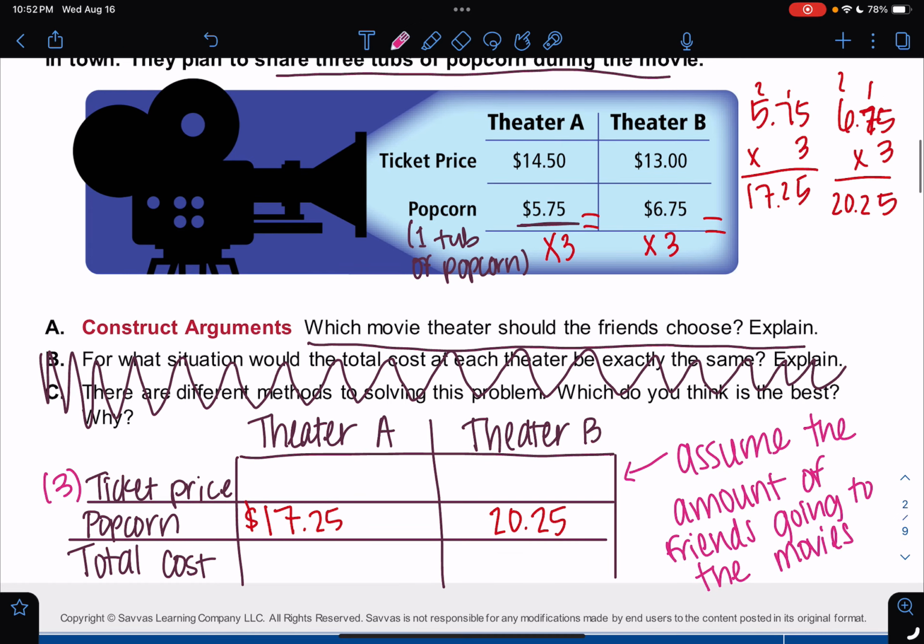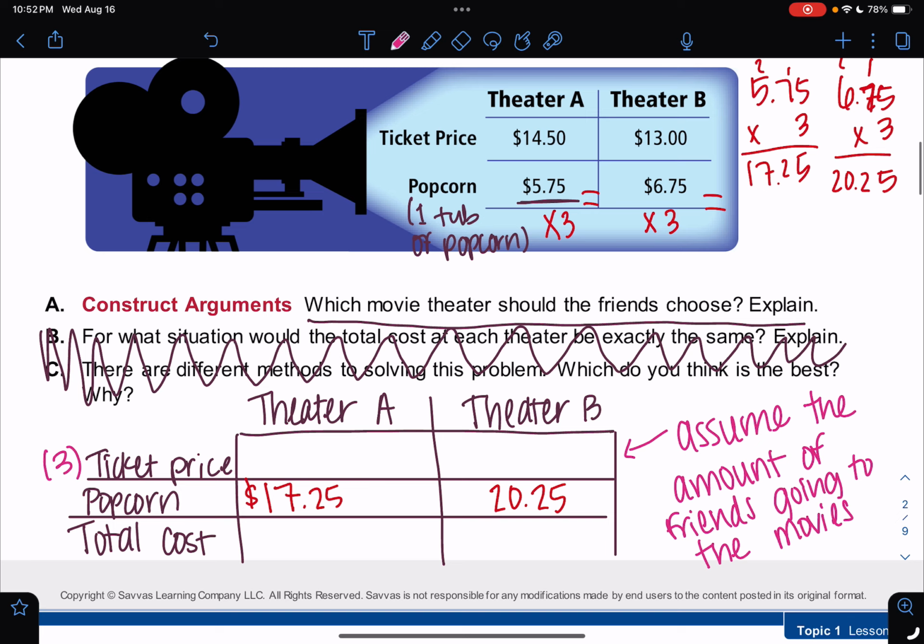If that's the case, I'm going to do the same thing I did before. I'm going to multiply the ticket prices by 3 to figure out how much I'm going to pay for the tickets for those three people. For theater B, 13 times 3 is the easier one for me. I know that's going to be $39. And then the other, 14.50 times 3.